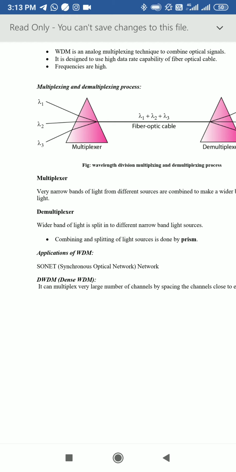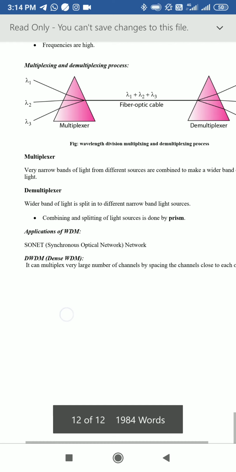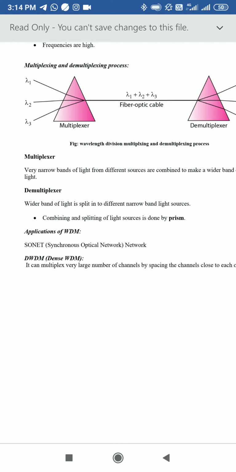I think everyone knows about the laser. Laser technology comes under the type of WDM. And in WDM, there is another type called DWDM, where D stands for dense. The meaning is, DWDM consists of a large number of channels when compared to plain WDM, where all those channels are placed close to each other.